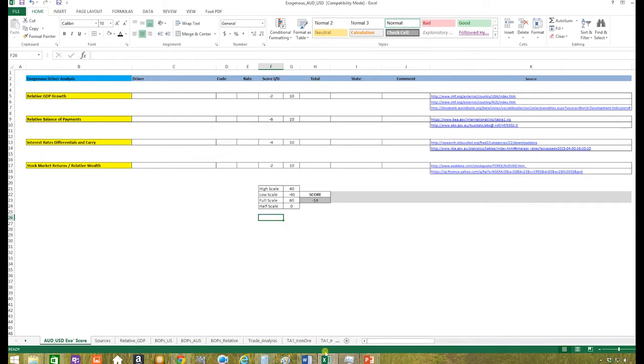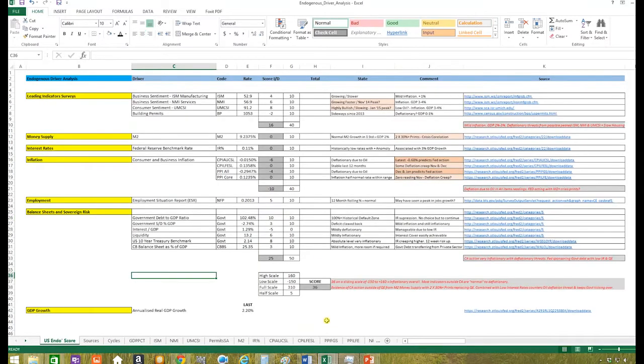Now, if we go over to our endogenous driver analysis from earlier on in the video series for the US dollar, as a reminder, we have our scale for the US dollar as a total of 310 points. So in the endo analysis, a full scale of 310 points for the US dollar, with a high on the scale of 160, a low on the scale of -150, and a half scale, so equidistant between the high and the low on our scale, is 5.